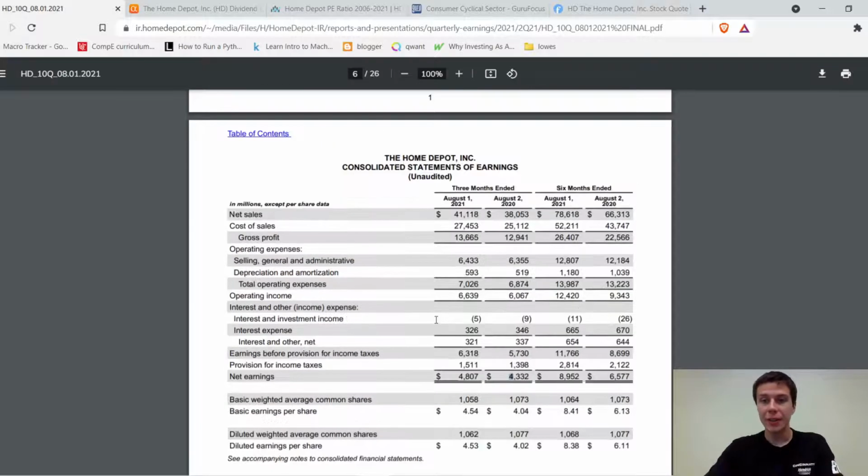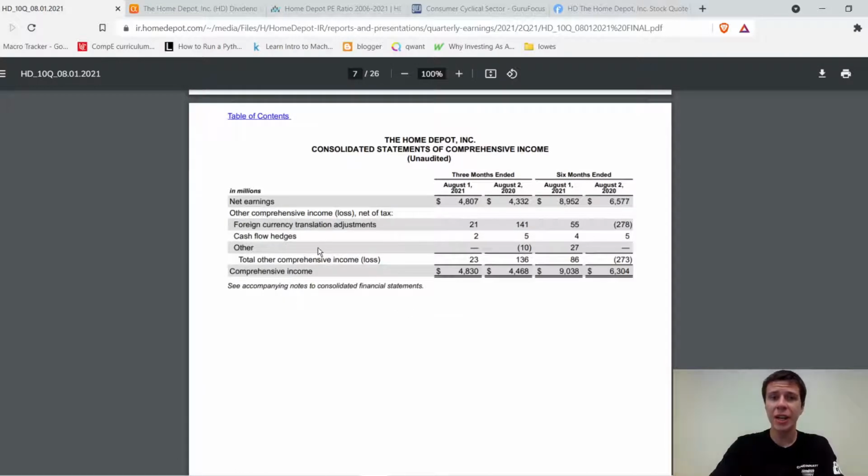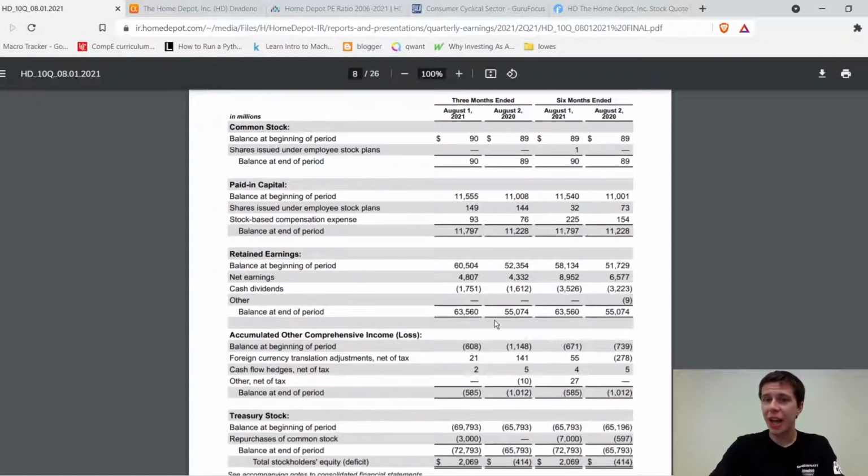So obviously good to see slight increases year over year. In some cases they're maybe a little bit more than slight, which is good to see. And then going down here, they do have some information about dividends. You can see that dividends they paid out are increasing from around $1.6 billion last year, second quarter, to around $1.8 billion this quarter.